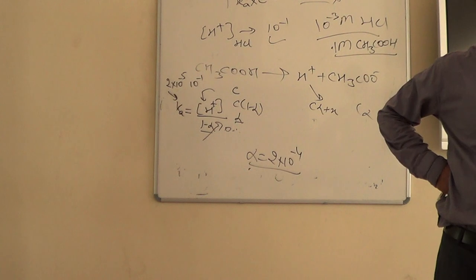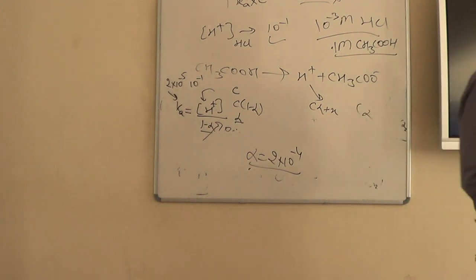Should I tell you one more thing? Whenever we are neglecting alpha, it should be less than 0.1. Because 1 minus alpha is coming, and we are taking 10 times as our benchmark. If it is less than that, then we neglect.